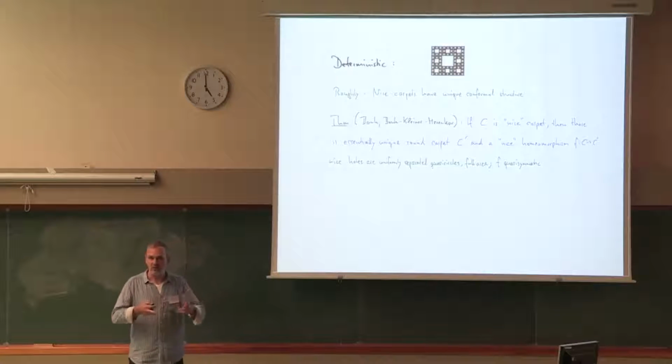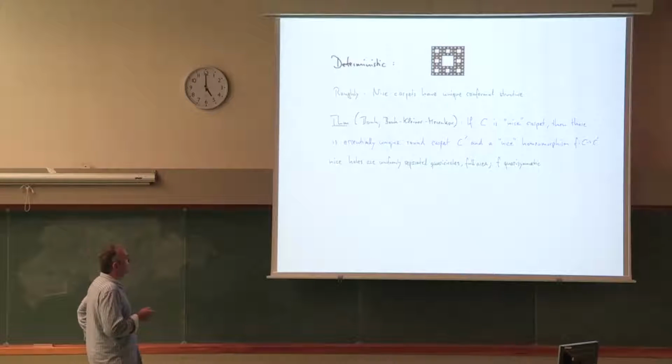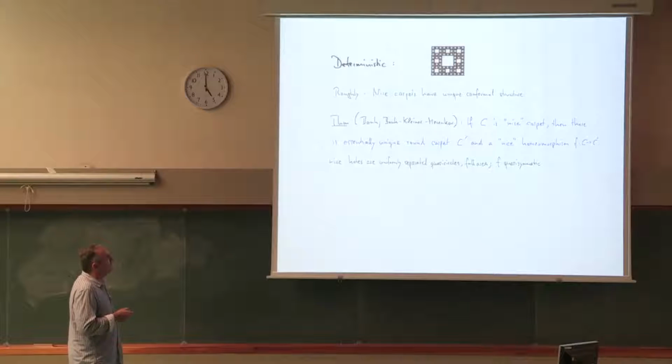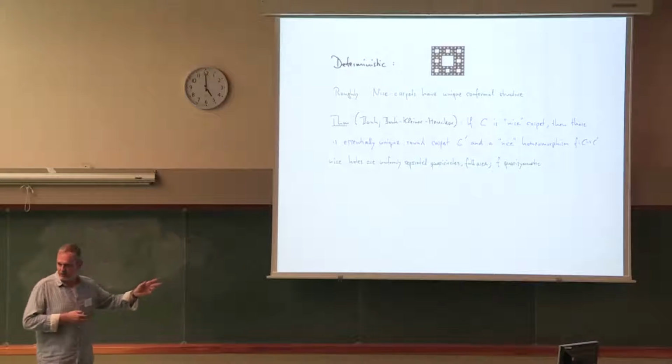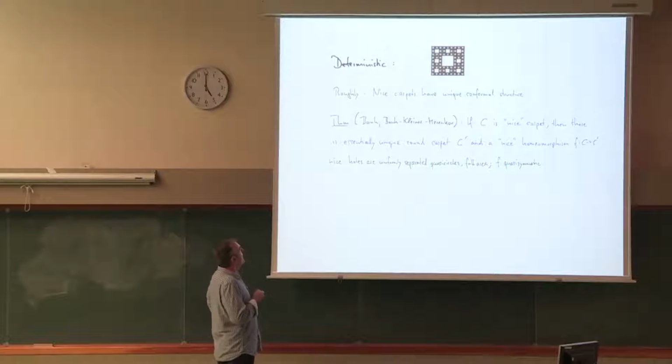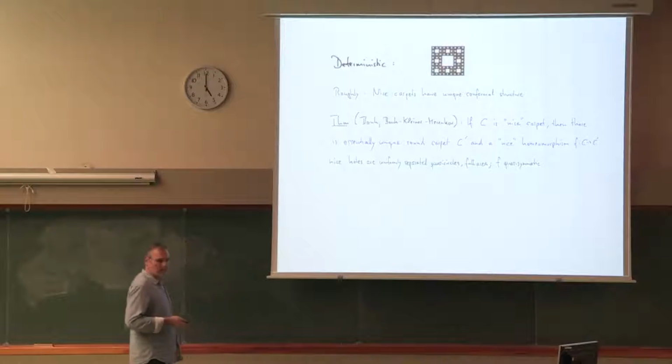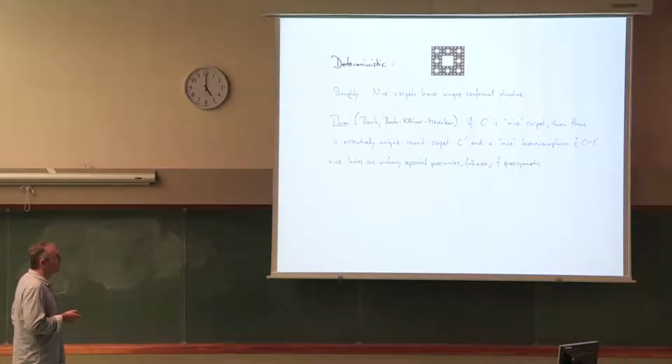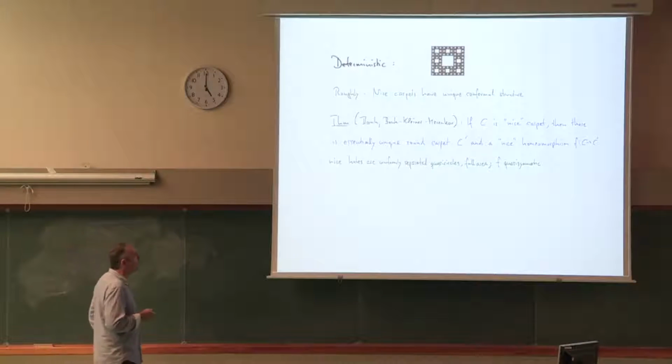such a deterministic carpet. The precise statement would be this: if C is a nice carpet, it doesn't sound very precise, but it can be really precise. If C is a nice carpet, then there is an essentially unique, after Möbius transformation, round carpet and a nice homeomorphism between these two carpets. The amazing thing is, first of all, the existence, but also the uniqueness of this round carpet.